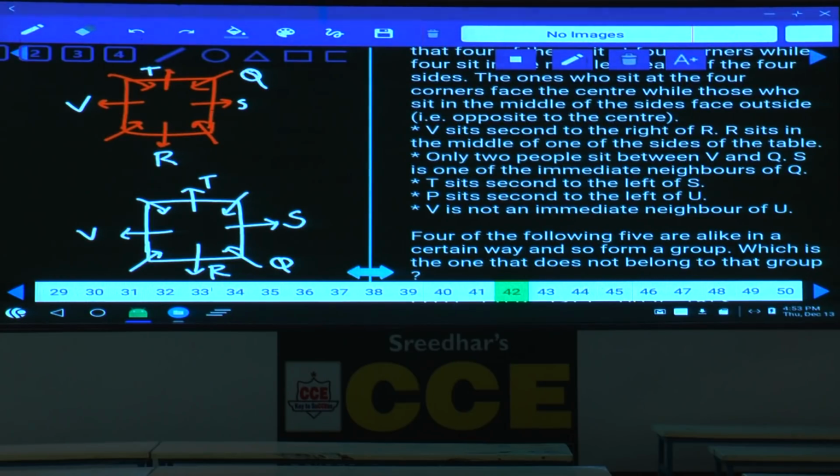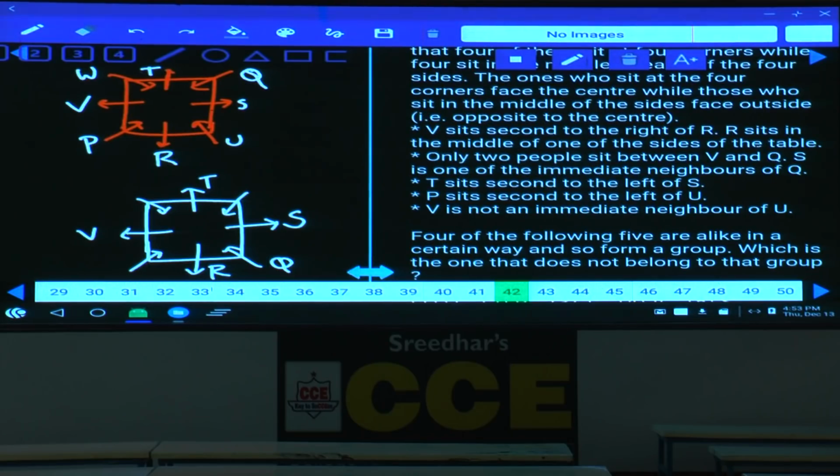T sits second to the left of S. P sits second to the left of U. P is seated second to the left of U. V is not an immediate neighbor of U. As V is not an immediate neighbor of U, U must be here. If U is here, P sits second to the left of U, so P must be at this place, isn't it? If P is here, we have P, Q, R, S, T, U, V, and who is the person left over here? W is the person left over.